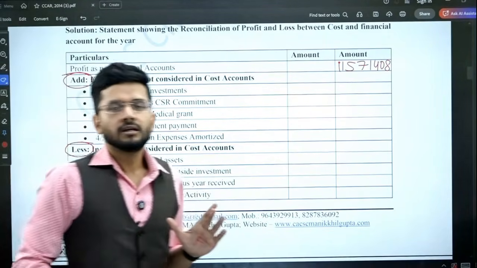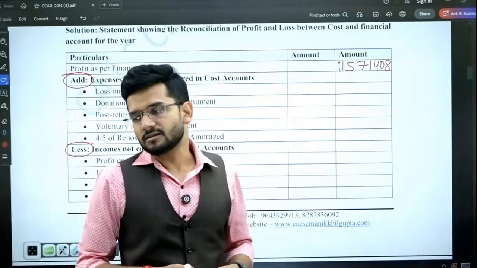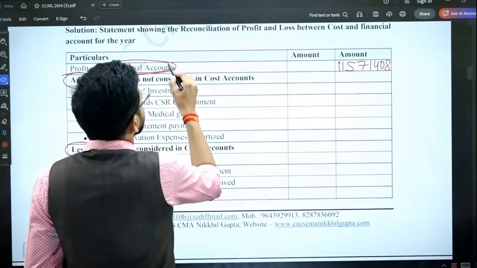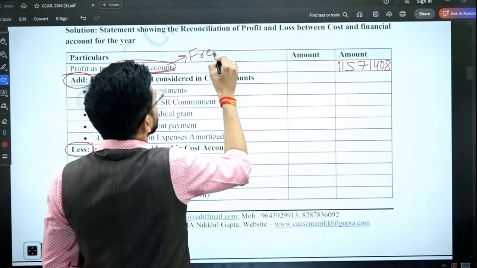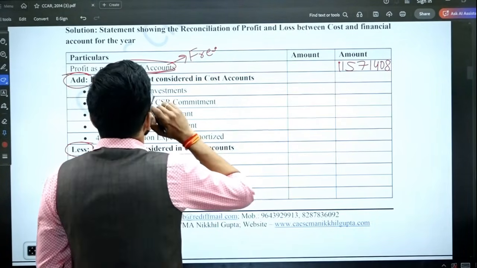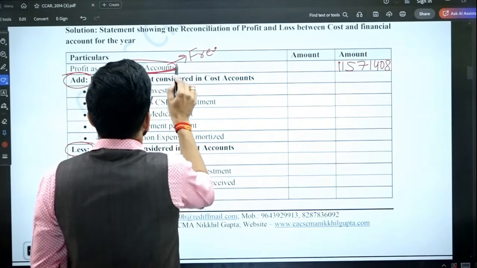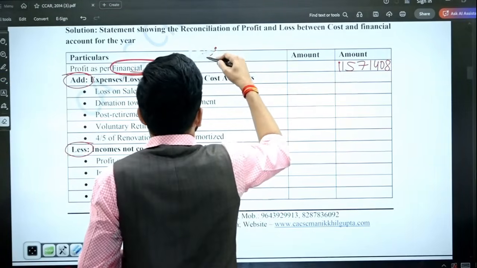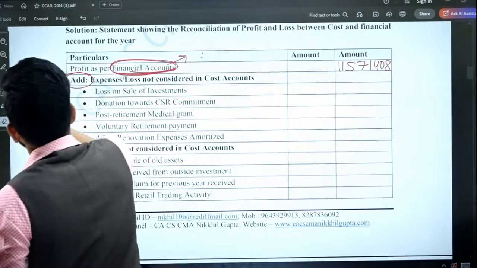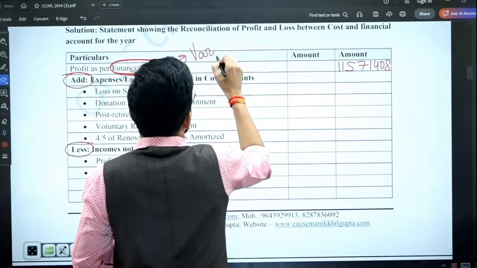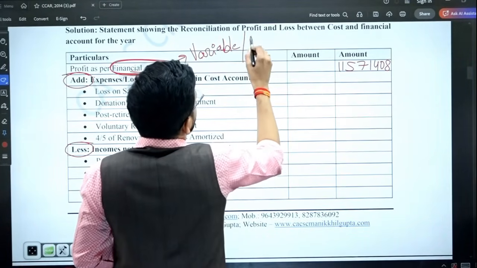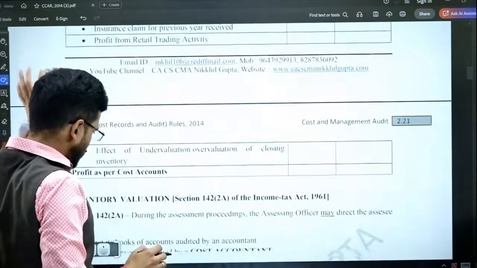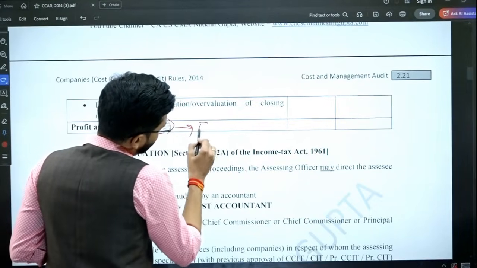Now please remember the first principle of computing the reconciliation statement. The thing which is taken as a base is variable. This changes. And the thing which we need to compute, that is cost audit, this freezes.